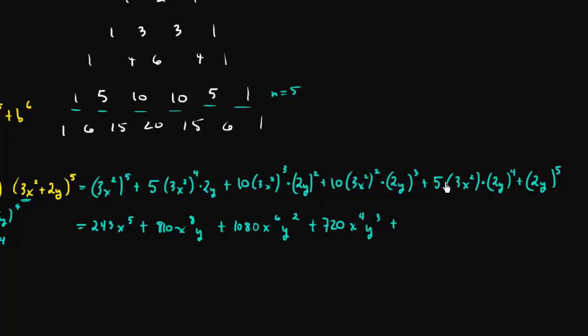For my next term, I'll have 5 times 3 times 2 to the 4 as my coefficient. 2 to the 4 is 16, so we'll have 5 times 3 times 16, which is 240. So 240 times x squared times y to the power of 4. And then for my last term, I'll just have 2y to the power of 5. 2 to the power of 5 is going to be 32, and then y to the power of 5 is just y to the power of 5.